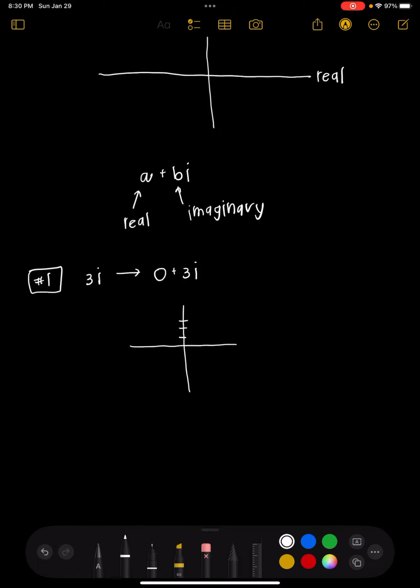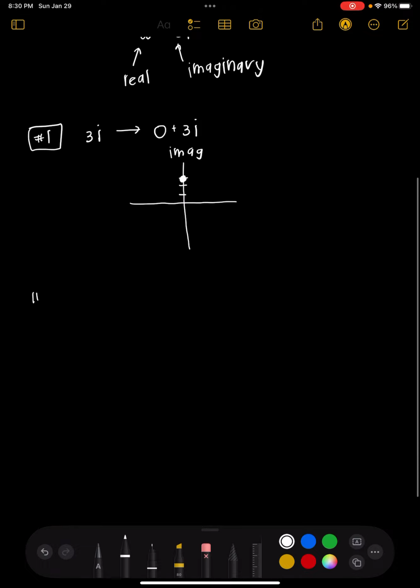because what we normally think of as the y-axis is really our imaginary axis, right? So the imaginary part is a 3i, which means I'm going to put a point right there on my axis, and that's how you graph just 3i, or 0 plus 3i. Once again, we didn't go left or right on the graph because there was no real part to it.